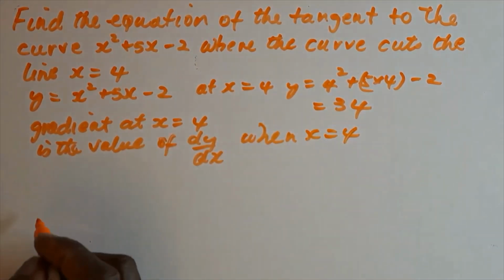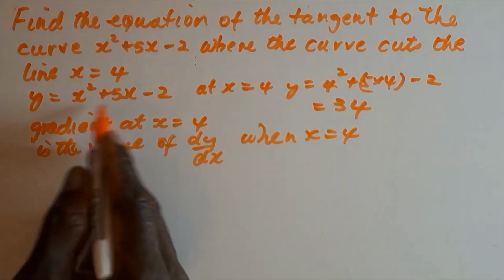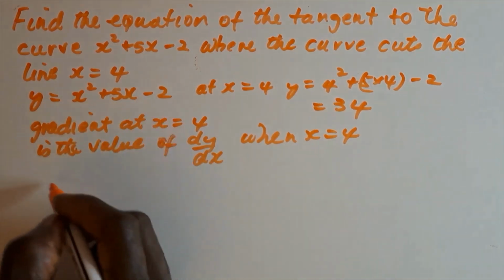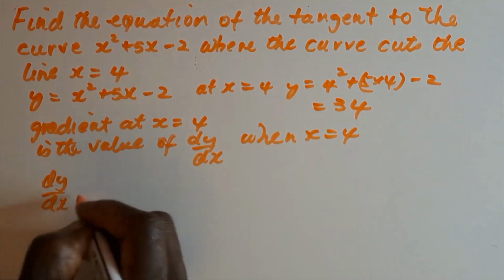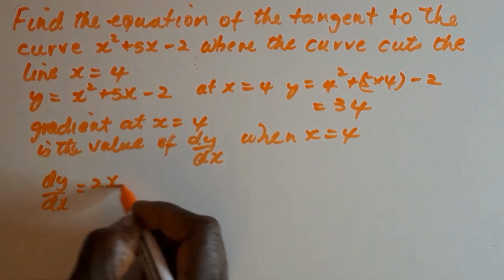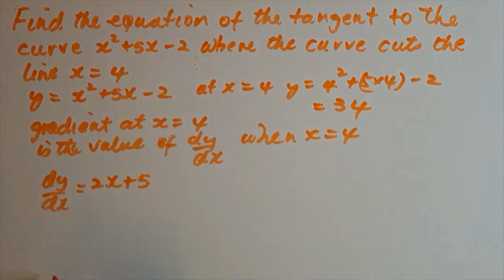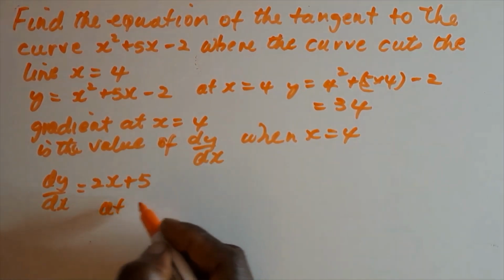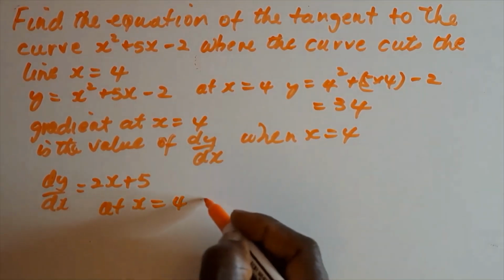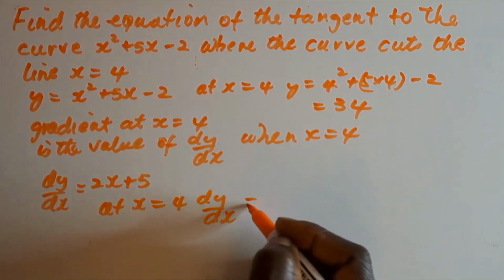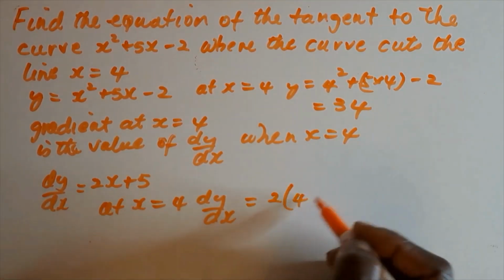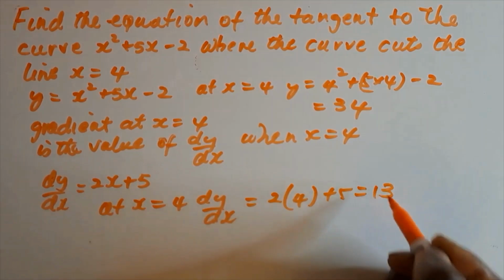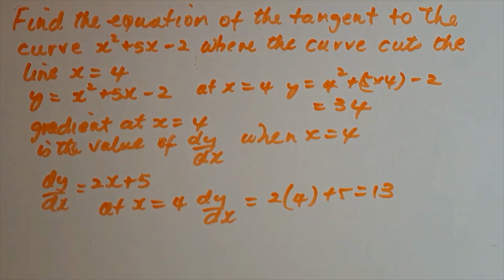So if you find dy/dx, we know that y is equal to x squared + 5x - 2, so dy/dx, when we differentiate this, will give us 2x + 5. So when x is equal to 4, the gradient of the curve at x equal to 4, dy/dx, is now equal to 2 times 4 + 5, which is 13. So we know our gradient is 13 when x is equal to 4.